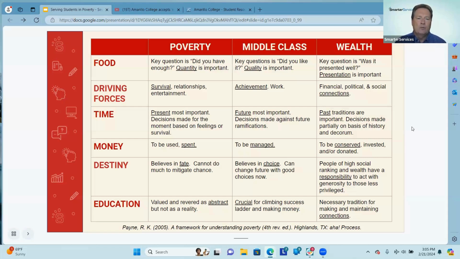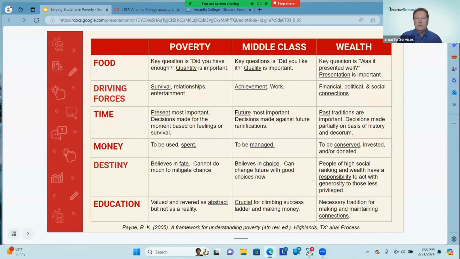So the actual framework has about 15 different items that you see there on the left. For the sake of brevity today, we're not going to talk about all 15. I'm just going to review six of these quickly, just to refresh your memory about what we talked about. The way the framework is displayed here is that you've got three different socioeconomic groups.